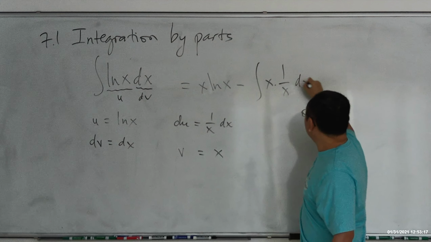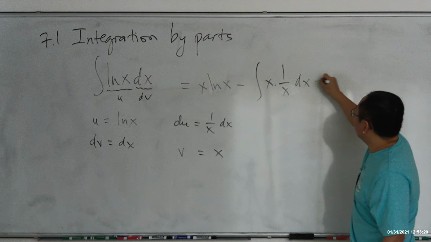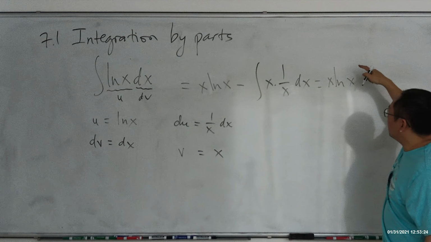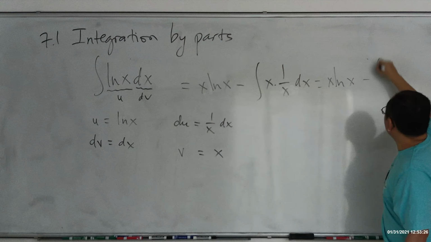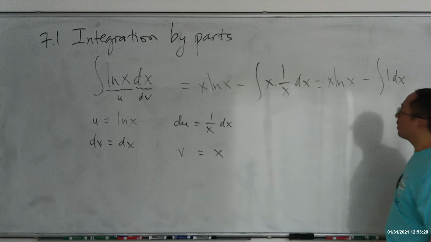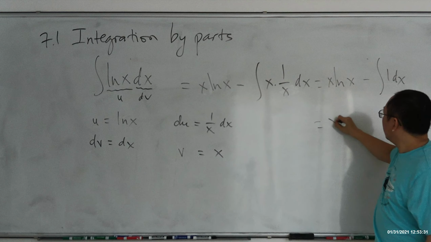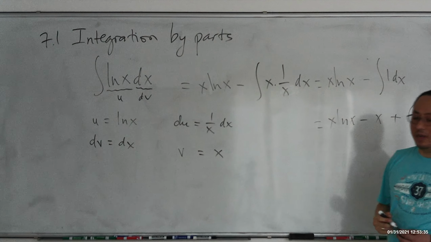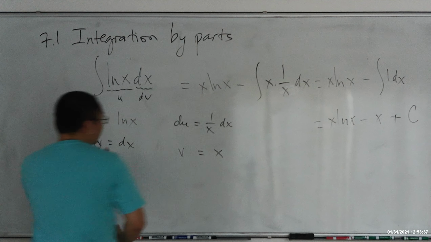Oh boy, this is very nice because x and 1 over x is just 1. So minus integral of 1 dx. And integral of 1 is just x. And this is x ln of x minus x plus c. You have the answer. Okay. So sometimes it's really simple.